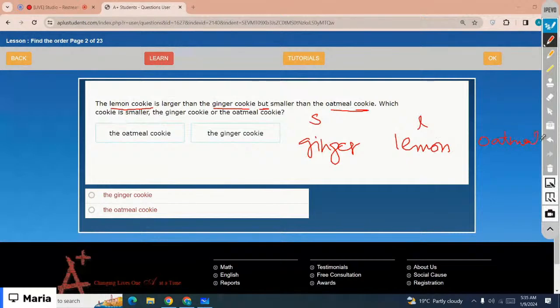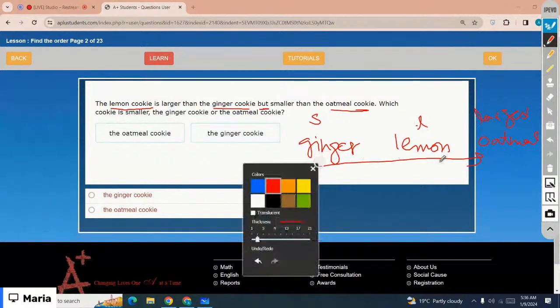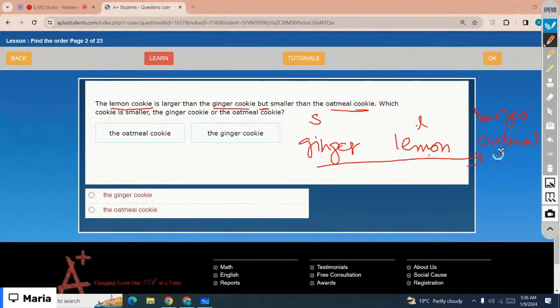So that means here is then oatmeal, right? Because the lemon cookie is smaller than the oatmeal cookie. So this is smaller, larger. So oatmeal is the largest cookie. The question is which cookie is smaller, the ginger cookie or the oatmeal cookie? You have to see the smaller cookie. So just go through this order. Ginger is the smallest, then you have lemon, and then oatmeal is the largest, right?